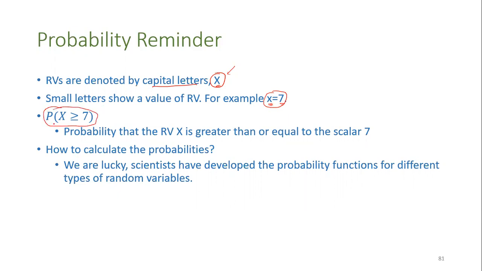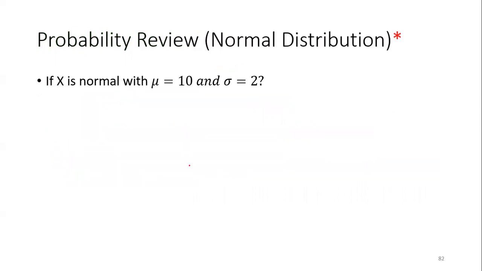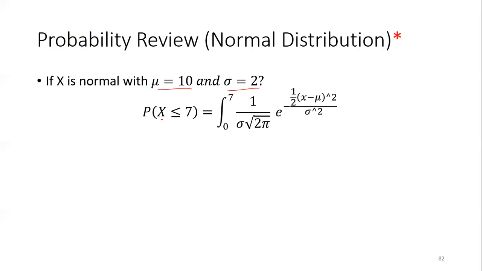What does this mean? This is written like this and read as the probability that the random variable X is greater than or equal to the scalar 7, or 7 directly, right? Again, the probability that the random variable X is greater than or equal to 7. So how to calculate the probabilities? Well, we are lucky because scientists have developed the probability functions for different types of random variables, right? So for example, if X is normal with mean 10 and standard deviation 2, what is the probability that the random variable X is smaller than or equal to 7?